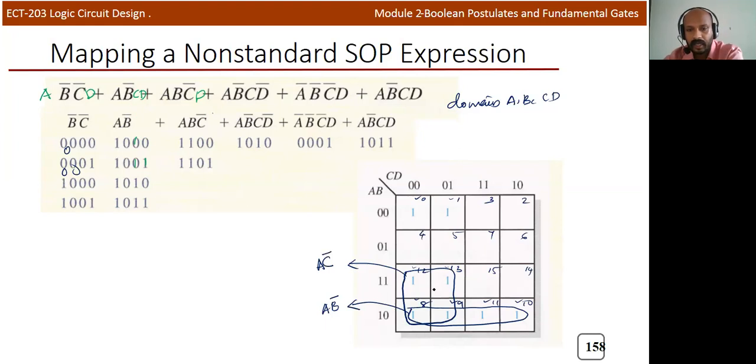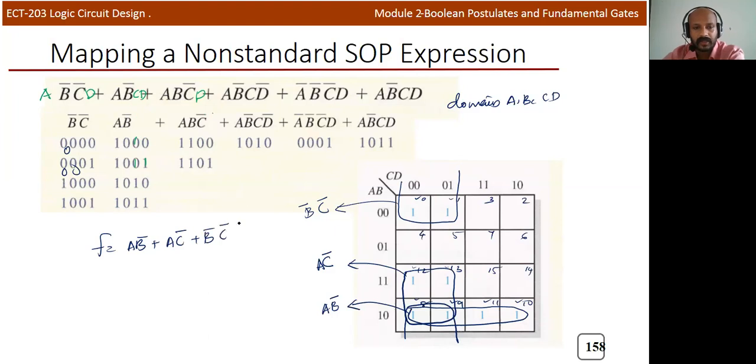0 is common. Now we can consider the first two ones and the last two ones. Again, you will get a group of four 1s. If you consider the first and last row, the common term is B bar, so you can put B bar here. Then column-wise, it's C bar. So B bar C bar. So the final expression you can write like this: F is equal to A B bar plus A C bar plus B bar C bar. So this is the final simplified expression.